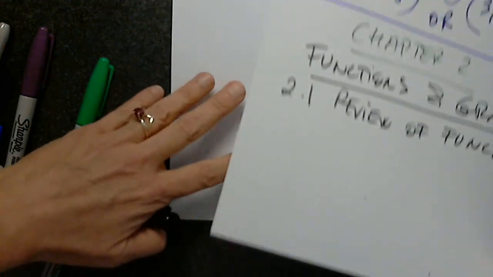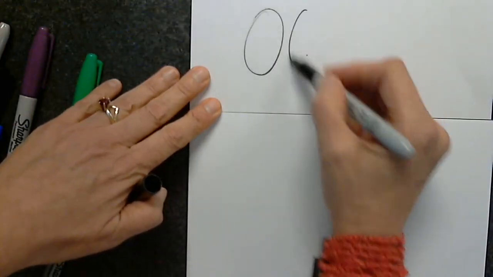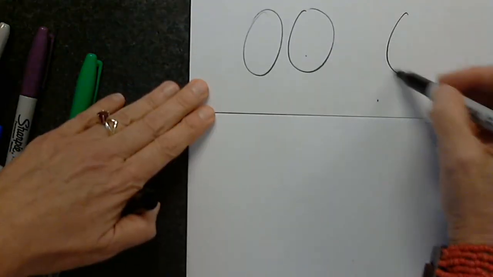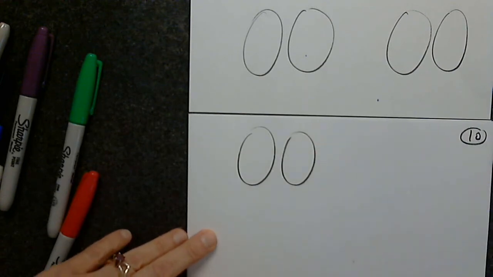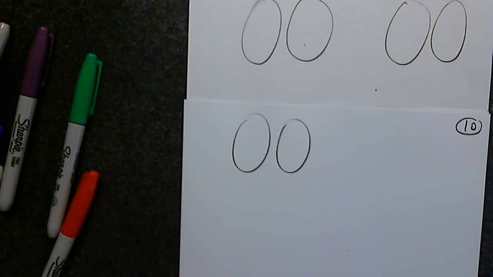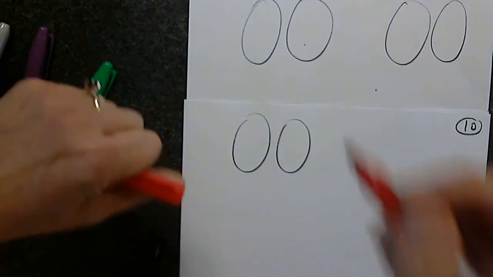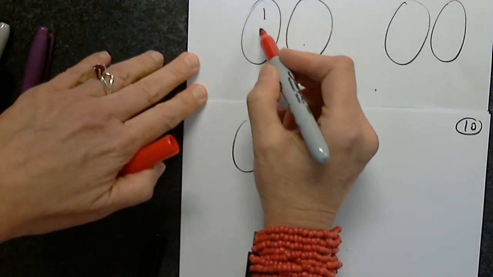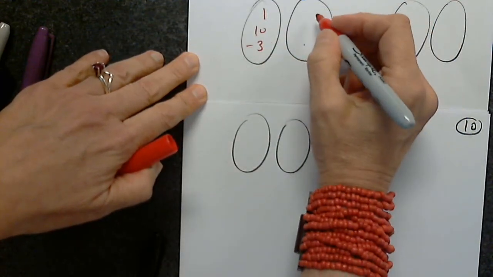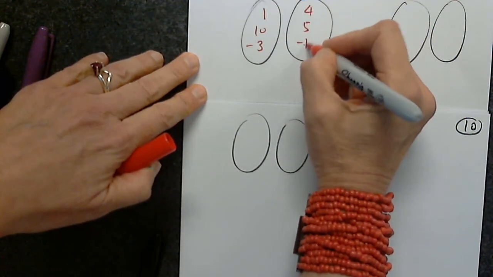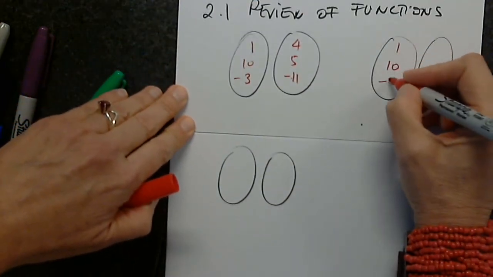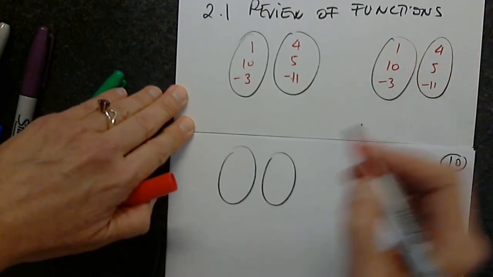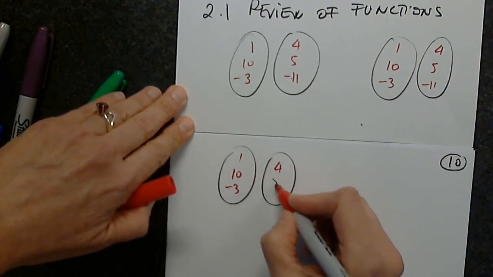And I'm going to start with 3 sets of pairs of bubbles, I call them. Here's one pair, here is a second pair, and here's the third pair of bubbles. It's Venn diagrams, more or less, but you know what I mean. Okay, so I'm going to pick 3 numbers in the first set. Let's say 1, 10, and negative 3. And I'm going to pick 3 numbers, 4, 5, and negative 11. And I'm going to copy them in all the other 2. So 1, 10, negative 3, 4, 5, negative 11, 1, 10, negative 3, 4, 5, negative 11.